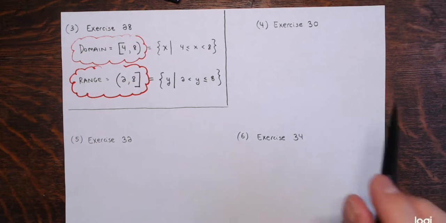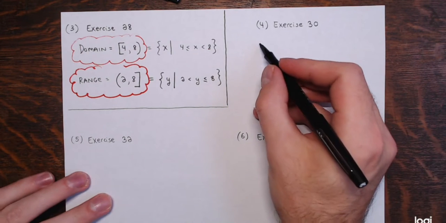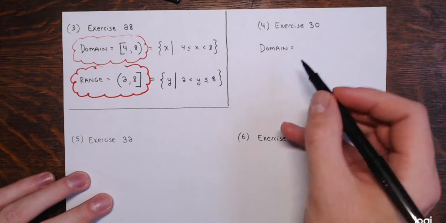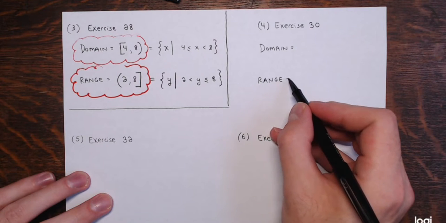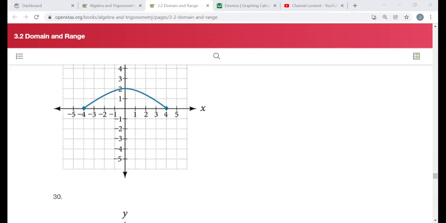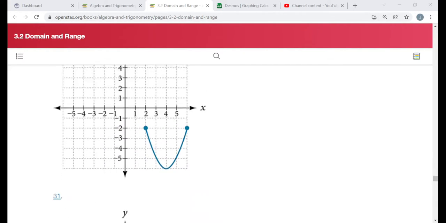Alright, so the next one I'm doing is exercise 30. And again, we're asked to state the domain and the range, so I'll just write those out right now. Domain equals, range equals. And let's look at exercise 30. Right, so there's 29 here. Here's 30. Alright, so there's the graph we're looking at.